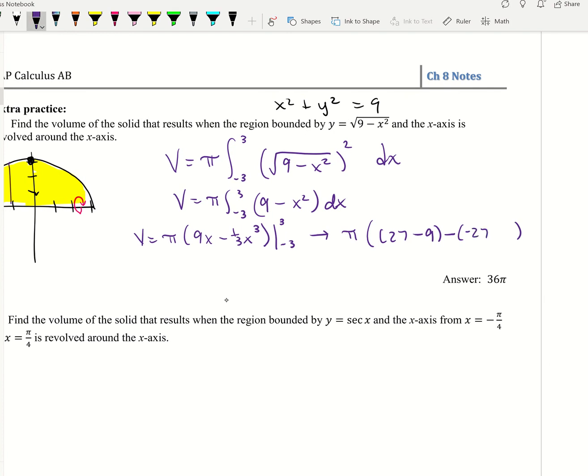And when I plug this in, I'll get -27 times the -1/3, which will be +9. If I do a little distributing, just be super careful here. Let's see, I guess I'll combine first. I would get 18 minus a -18, and my final answer would be 36 times pi.